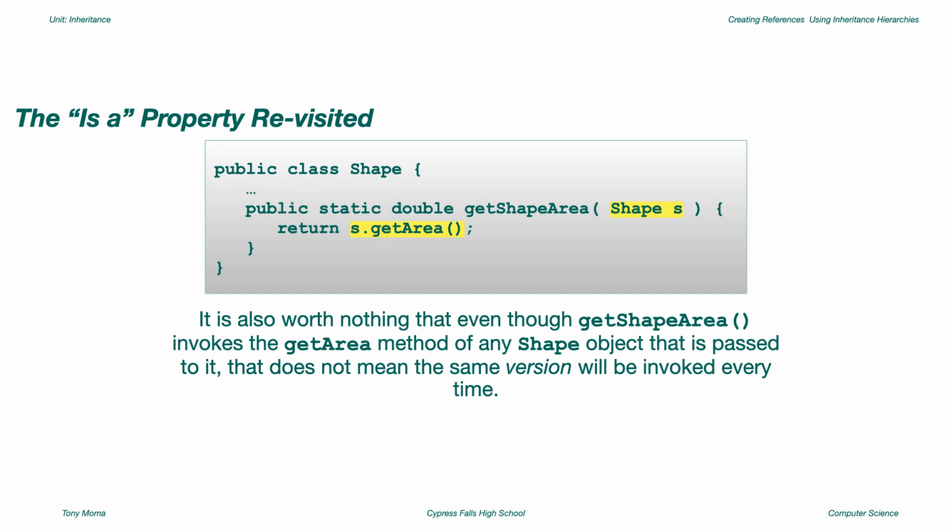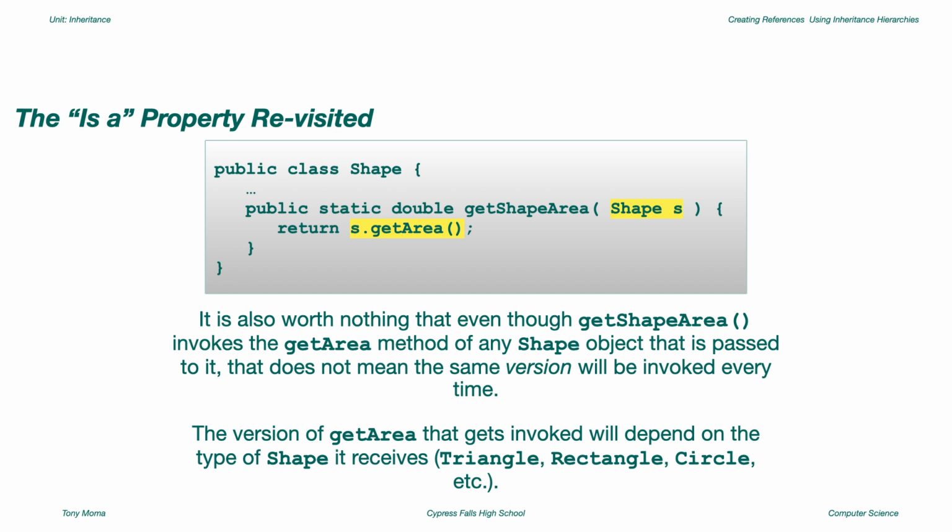It is also worth noting that even though getShapeArea invokes the getArea method on any shape object that is passed to it, that does not mean the same version will be invoked every time. The version of getArea that gets invoked will depend on the type of shape the method receives, whether it's a triangle, rectangle, circle, etc., etc.